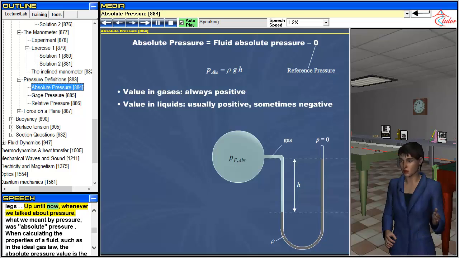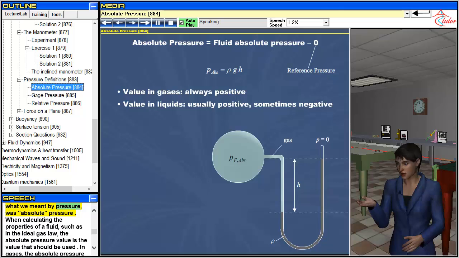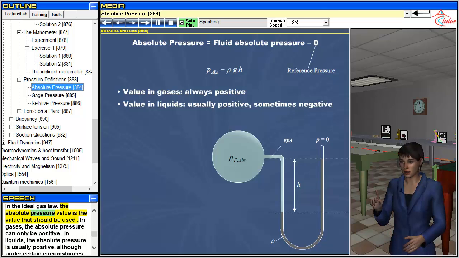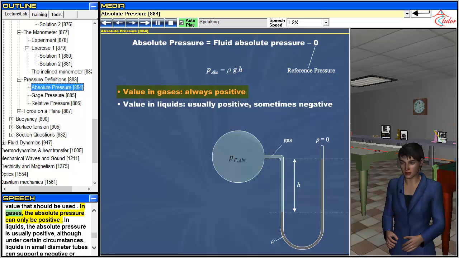Up until now, whenever we talked about pressure, what we meant by pressure was absolute pressure. When calculating the properties of a fluid, such as in the ideal gas law, the absolute pressure value is the value that should be used. In gases, the absolute pressure can only be positive.